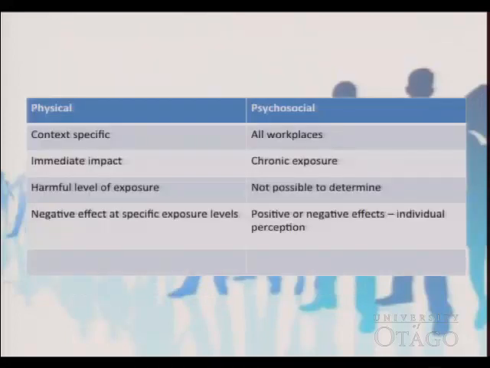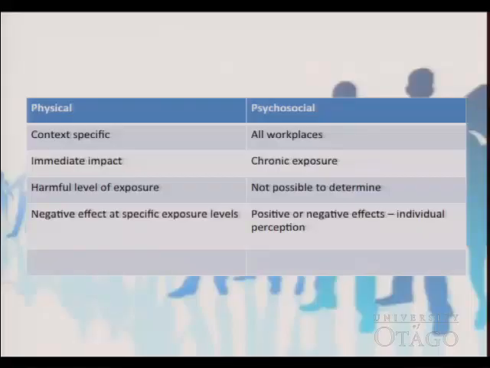In this slide we've got a table comparing our physical versus our psychosocial hazards. Our physical hazards are very much context specific, so that makes them quite easy to control. If you can figure out the context in which the physical hazard is generated, you can control it more easily. They have an immediate impact on people's health, and we can measure that. There's a harmful level of exposure, so we can measure at what level of exposure we can get harmful impacts. So the negative effect of these exposures occurs at a specific exposure level. Once we know that exposure level, then you can work at trying to reduce the exposure in your workers and your work site.